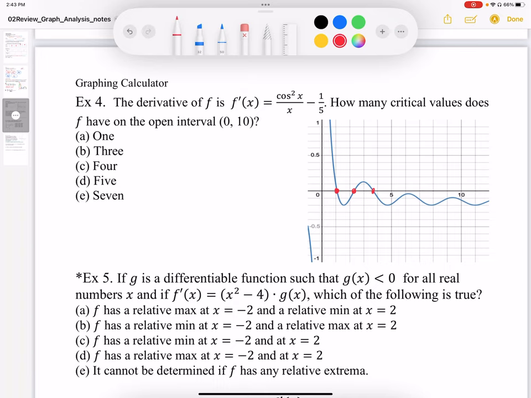Now, we also need to consider if there are asymptotes. In this case, the asymptote is not part of that interval because the asymptote happens at 0. We also need to consider points of discontinuity. In this case, there are no points of discontinuity. So we can say that these are the only 3 critical points for this particular graph of f of x.